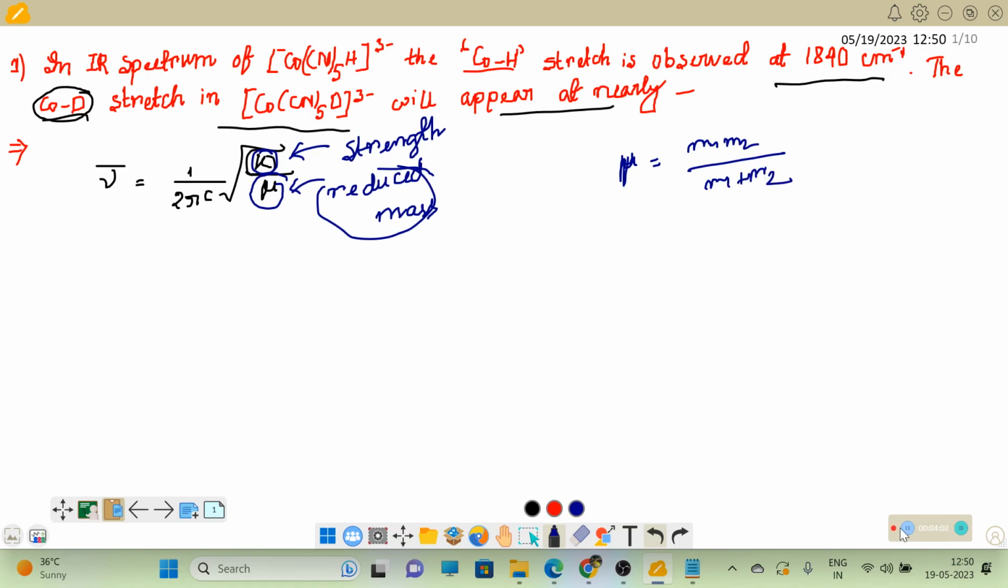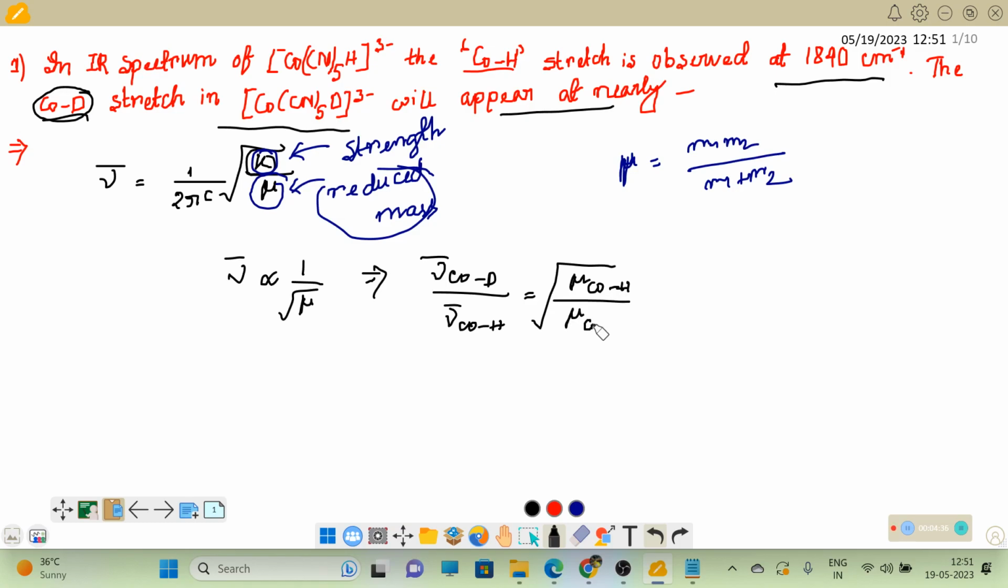So we can directly write that nu bar varies as 1 by root over mu. From here we can write nu bar of Co-D by nu bar of Co-H equals root over of, inversely proportional, mu of Co-H by mu of Co-D.